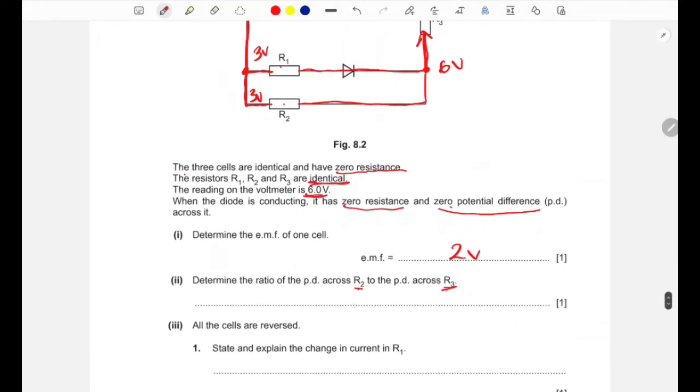So the ratio of R2 to R3 is going to be 3 to 6, which can be simplified to 1 to 2. So this is our final answer.